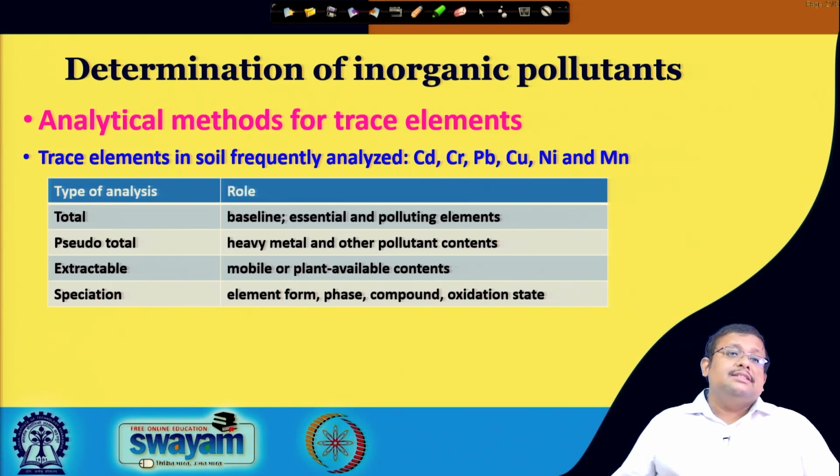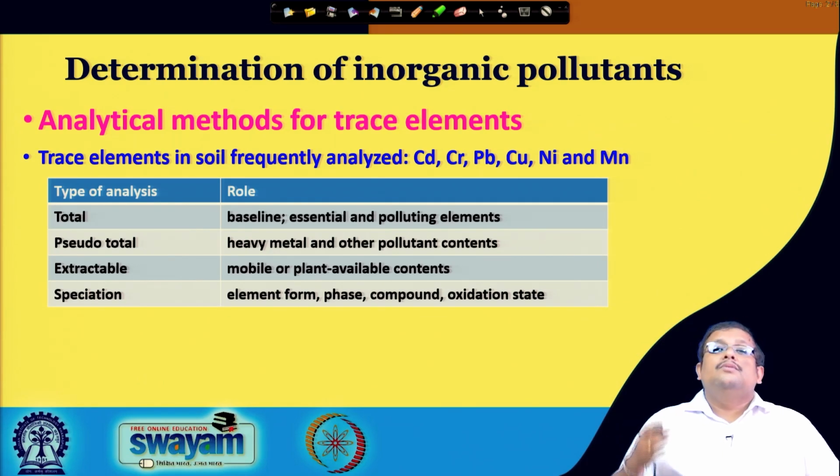Pseudo total analysis helps for the heavy metal and other pollutant contents sometimes. Then there are extractable elements also, which are basically mobile and plant available contents, and speciation also, which denotes element form, phase, compounds, oxidation state. So, depending on whichever form you want, you can use different types of reagents to extract that form. For total analysis, you have to use a different extractant. For pseudo total analysis, a different type of extractant. For extractable or mobile, you have to use different types of extractant, and so on and so forth.